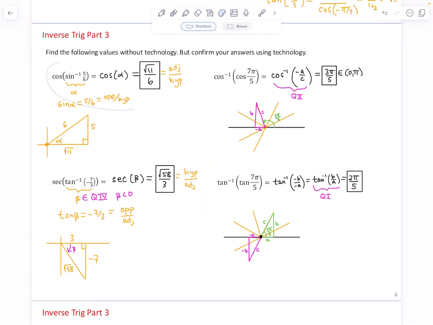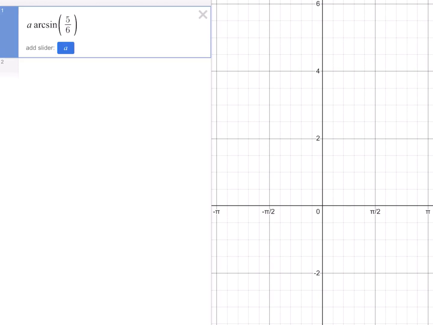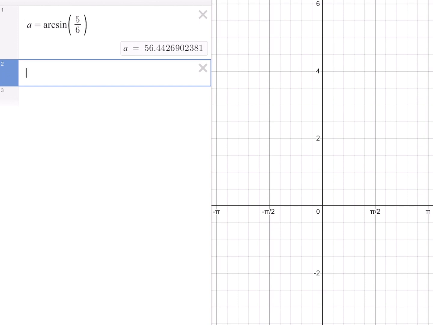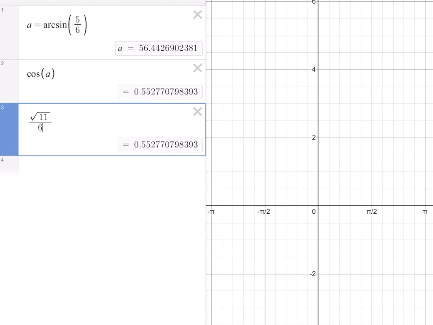Let's confirm this one with technology, and then this one with technology. Here's the arcsine of 5/6, and I have it set in degrees. Let's call this angle A. Now let's find the cosine of this angle, and we get this result. And we claim the answer was radical 11 over 6, which gives us the same decimal. So this confirms that the cosine of the arcsine of 5/6 is radical 11 over 6.